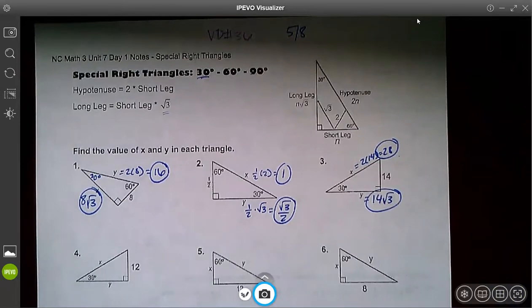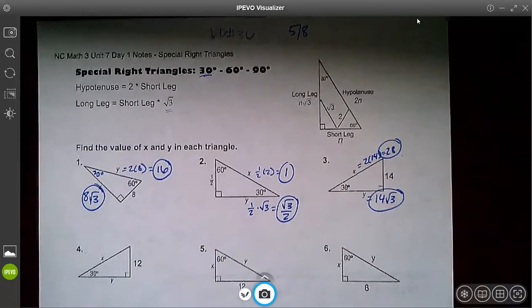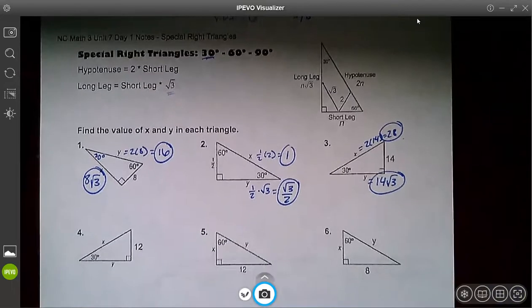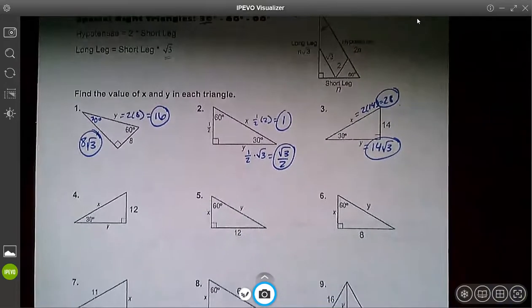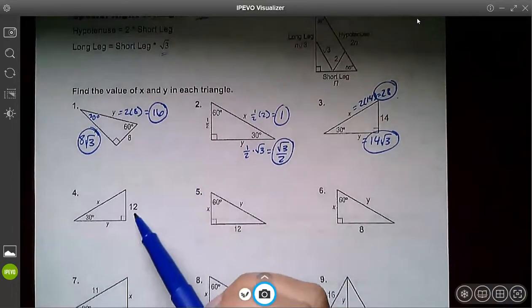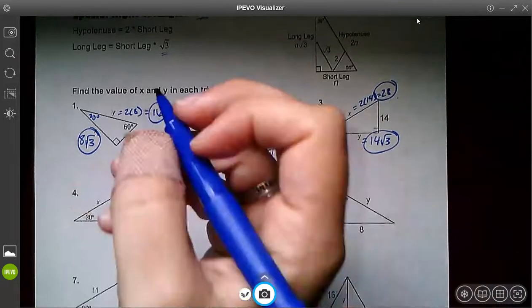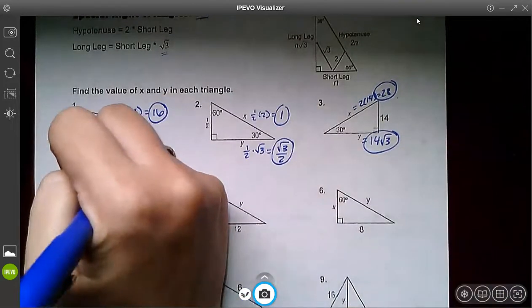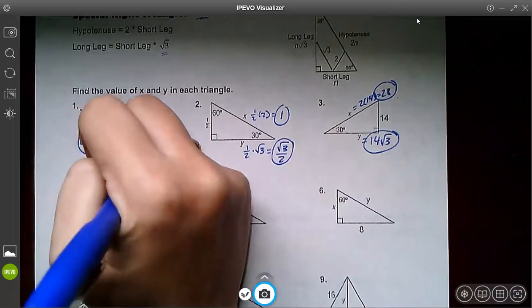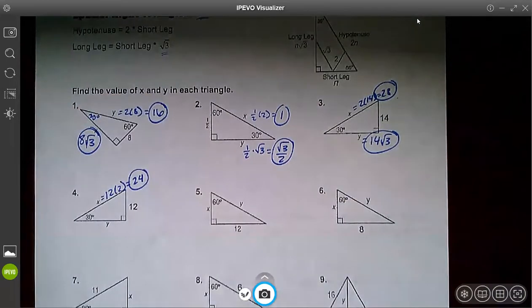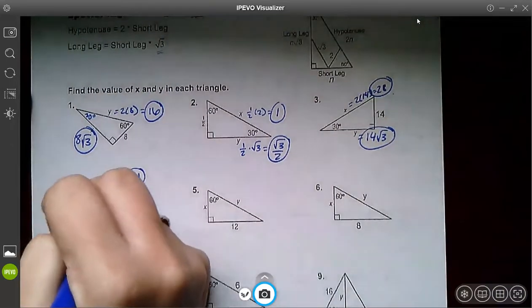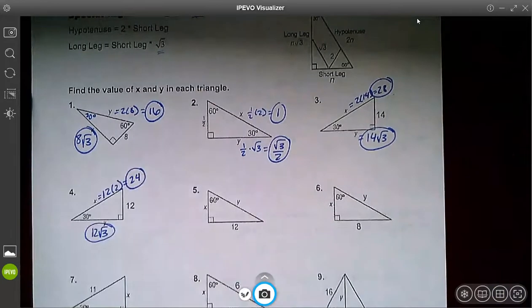Now we're going to talk a little more about one more short leg, and then we're going to look at when we're given the long leg. When you're given the short leg, you take that and multiply it by 2 to find your hypotenuse. So 12 times 2 is 24. Multiply it by the square root of 3 to find your long leg.